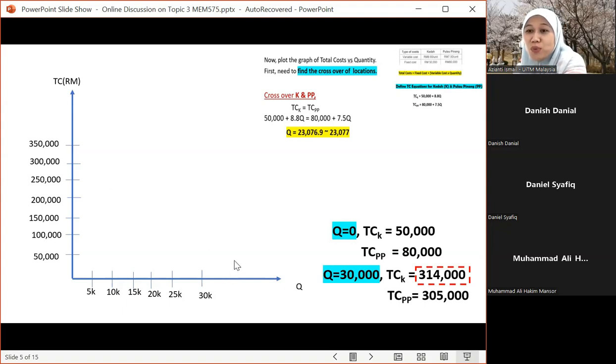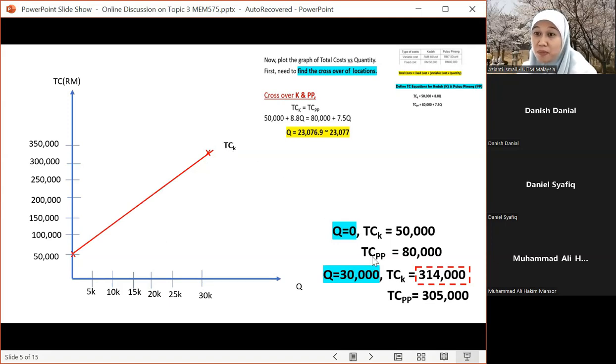So now we want to plot. Start with Kedah. So at Q0, TCK is 50. So we plot here. Okay, 0, 50. And then when Q is 30,000, TCK will be 314. So 30,000, 314 is somewhere here. Okay, 314, estimate about that. And then we make a straight line thus. And don't forget to label TCK.